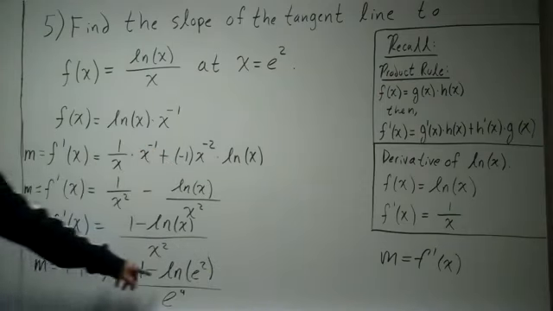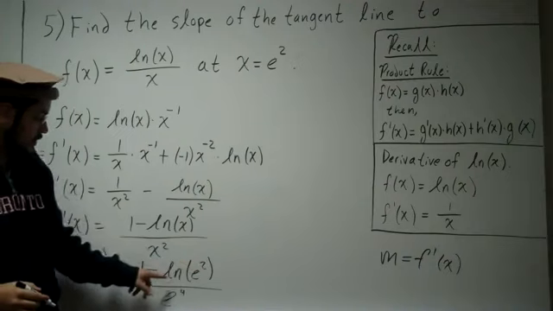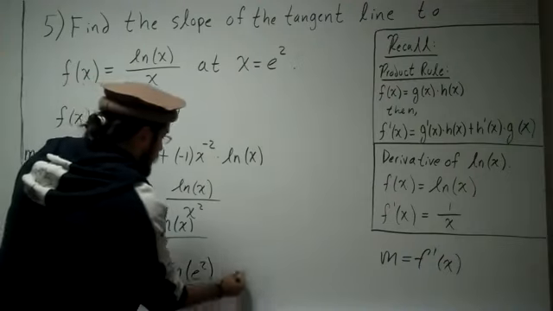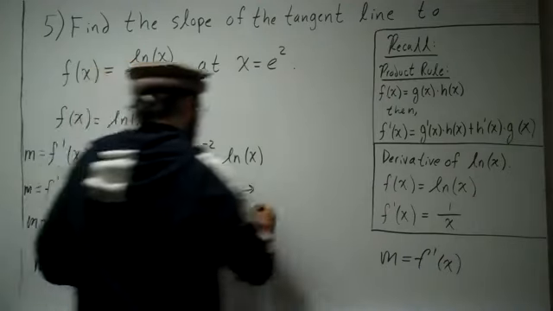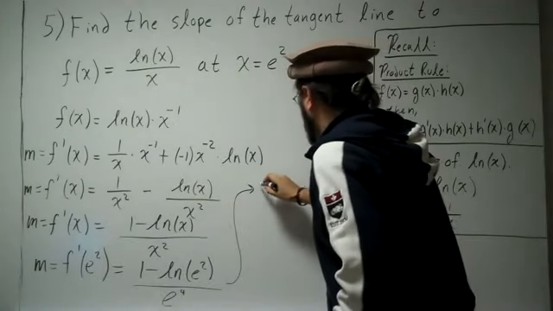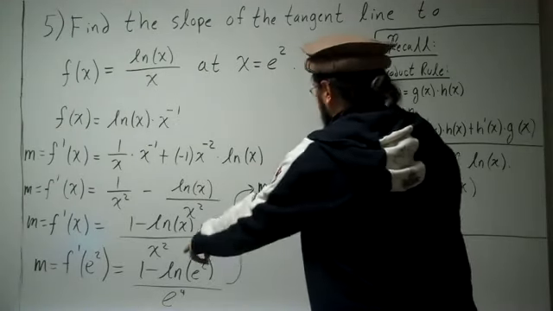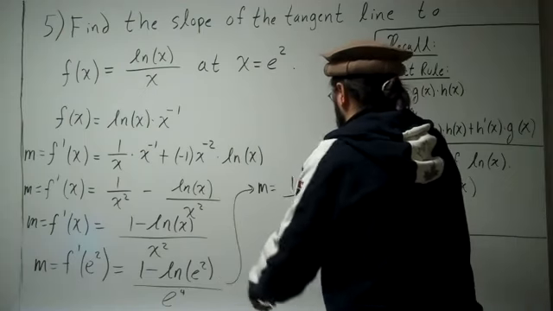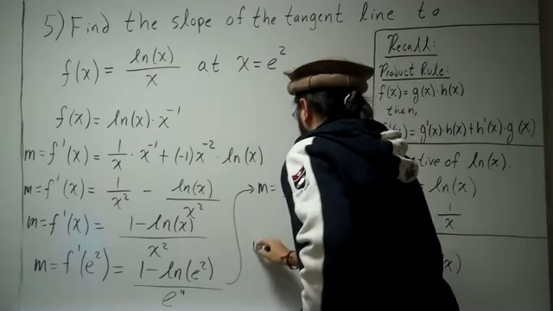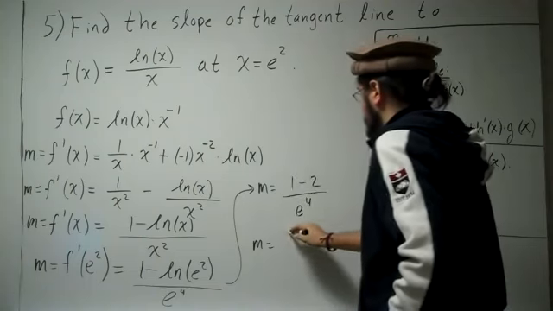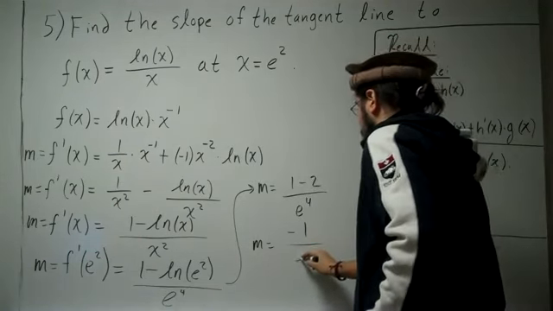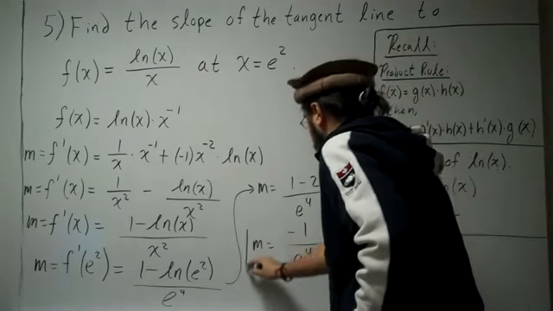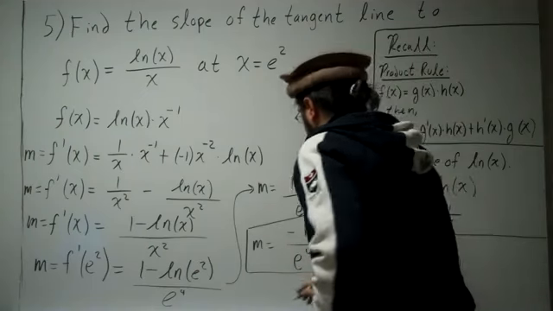Okay? But ln of e squared is just 2. So we have, let's bring this over here. We have now that m is equal to 1 minus 2 divided by e to the 4th. But 1 minus 2 is minus 1 divided by e to the 4th. And I believe that's answer A.